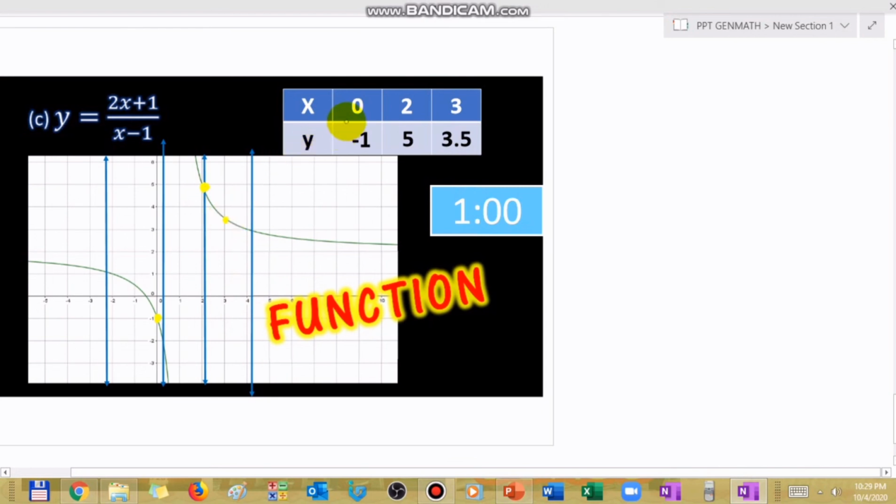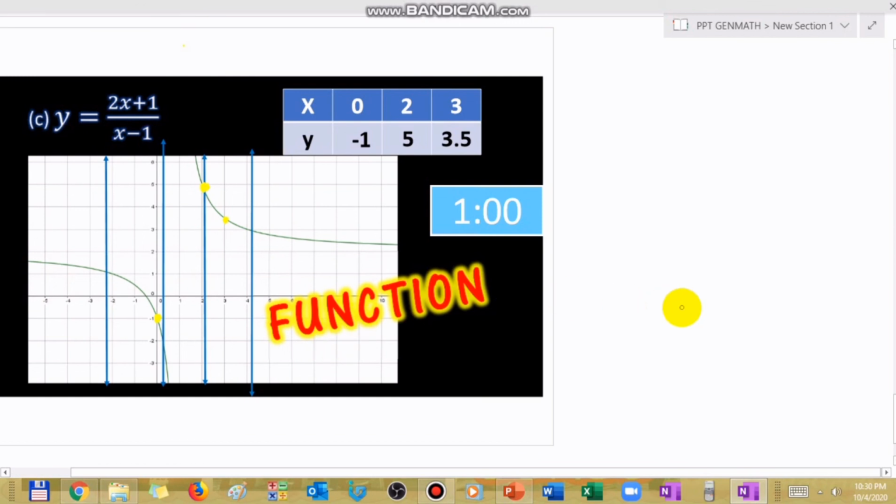If we continue this for x is negative 1, negative 2, negative 3, the graph will continue like this. And if we continue to the right, if x is 4, 5, 6, the graph looks like this one. So it is a rational function actually. Therefore, from this, it is also confirmed that this equation is a function.